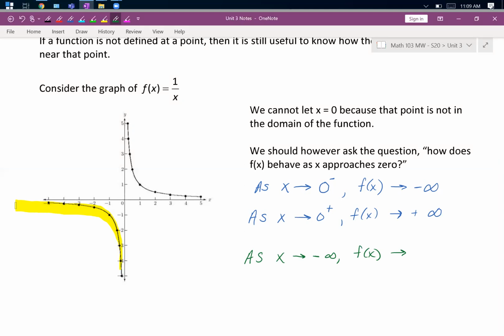Is it going to ever cross the x-axis and go up into the positives? No. Why not?